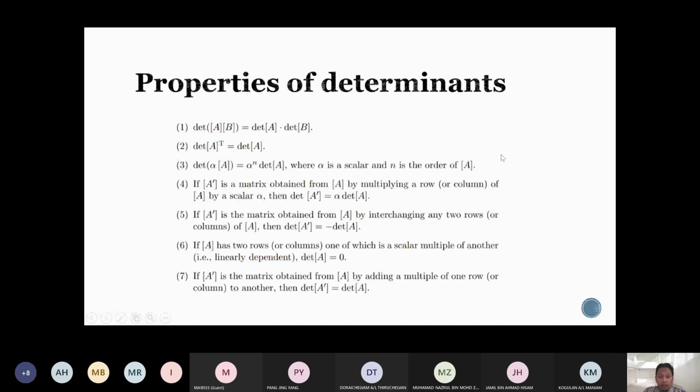Okay, so determinant. So tadi kita tengok the inverse. Okay. So now let's look at the properties of determinant. So let's say if you have two matrix A times B, and then you want to find the determinant of A times B. So you can just find determinant of A and then times determinant of B.